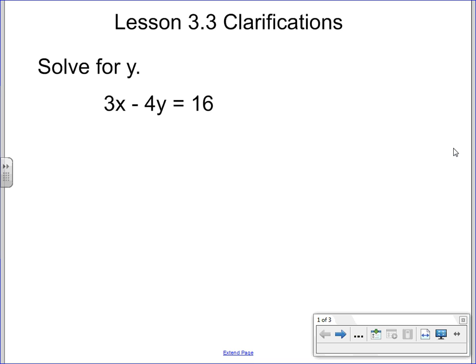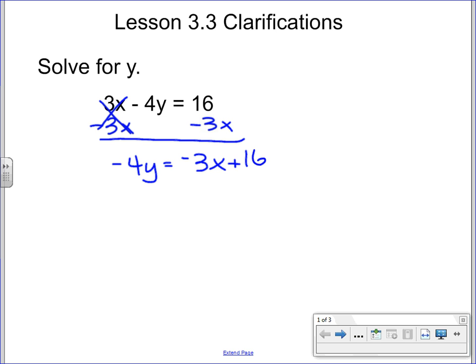So if we're solving for y, we want to first move anything that doesn't have a y in it to the other side. So I'm going to subtract the 3x. So I'm going to have negative 4y equals negative 3x plus 16. You could write 16 minus 3x, but because we're now being introduced to slope-intercept form, it would make more sense and correspond better if we put the x term followed by the constant term.